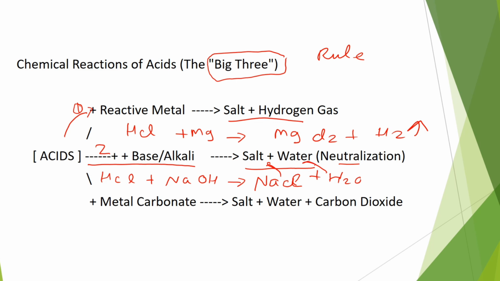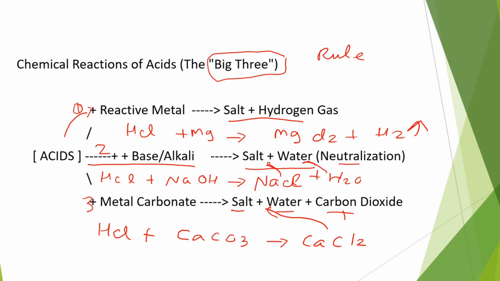Number three, when acid reacts with metal carbonate, it produces salt, water, and carbon dioxide is released. Let me give you one example. When hydrochloric acid reacts with any carbonate, for example, we take calcium carbonate, it will produce calcium chloride, which is a salt, plus water is formed, and plus carbon dioxide gas is released.